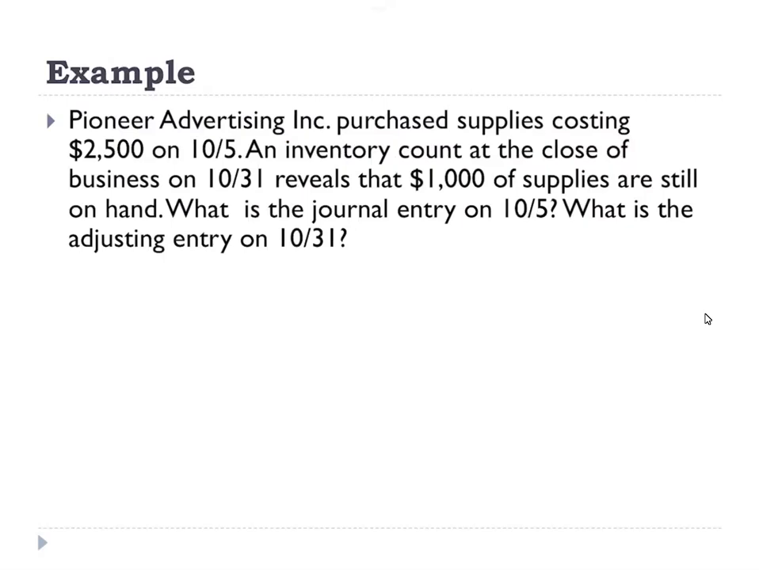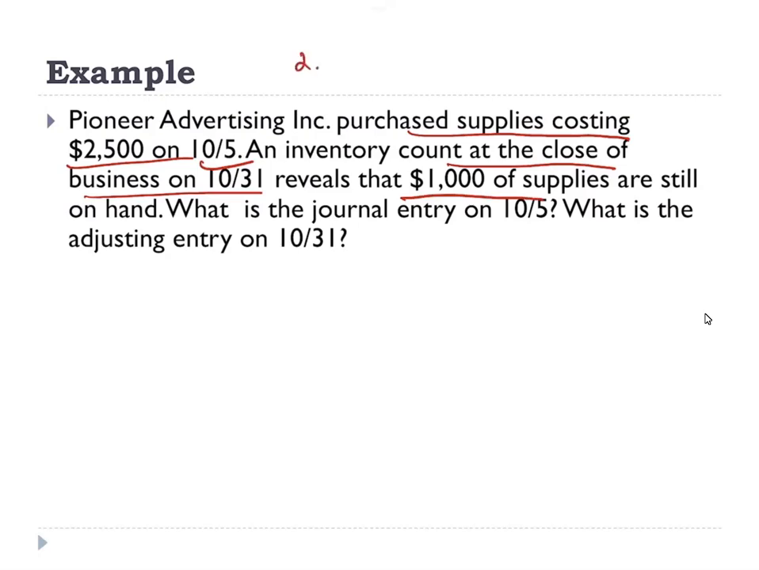So let's look at some examples here. Please read this example and you can pause your video for now. In this example, this firm purchased supplies costing $2,500 on October 5th. And the firm did an inventory count at the end of business on October 31st. And then the firm found out that only 1,000 of the supplies are still on hand.